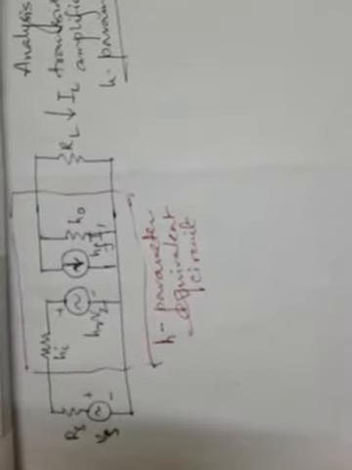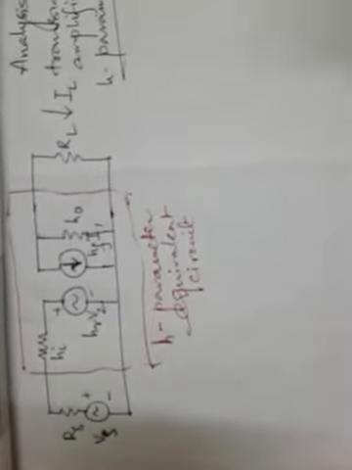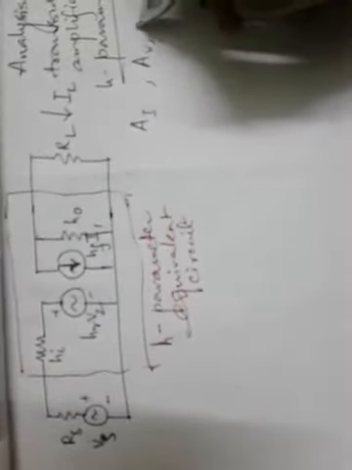So we treat the general case by using all the H parameters with their first subscript. That means we are not specifying any mode of operation, and we are only taking the first subscripts of the H parameters, and we will try to derive the expressions for current gain AI, voltage gain AV, input resistance Ri, output resistance RO, and power gain AP. These 5 parameters will be derived in terms of all the H parameters.